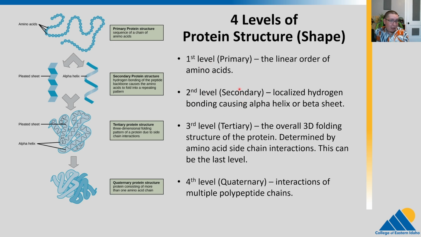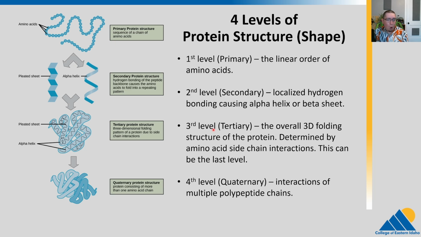The secondary level has to do with localized hydrogen bonding and folding that causes these 2 structures, alpha helices or beta sheets. We'll come back to that one. The third level, the tertiary, is an important one. This is overall the 3D structure that the protein folds into. This is determined by many factors, including what amino acids are in there, but also the conditions that the protein is in. Sometimes we stop here. Sometimes this is the last level, the third level.